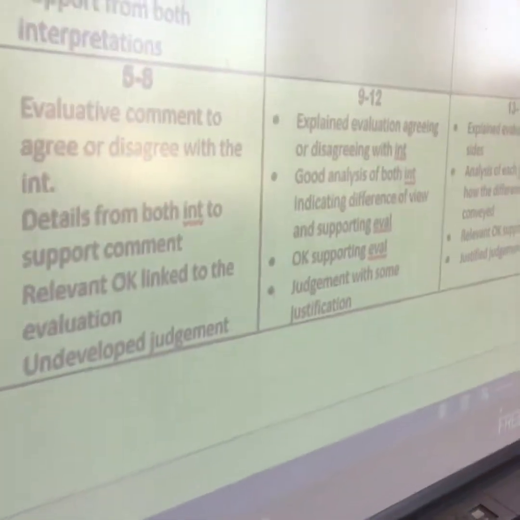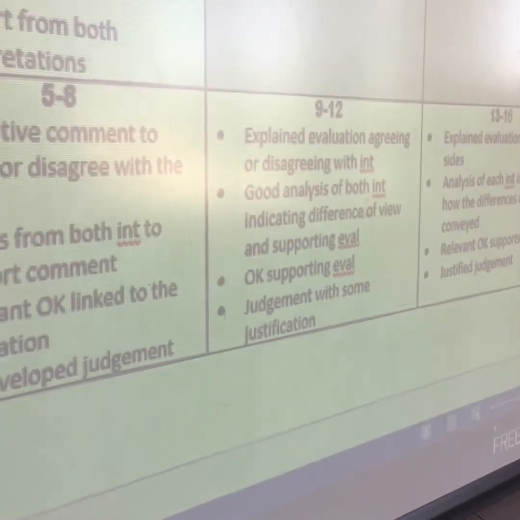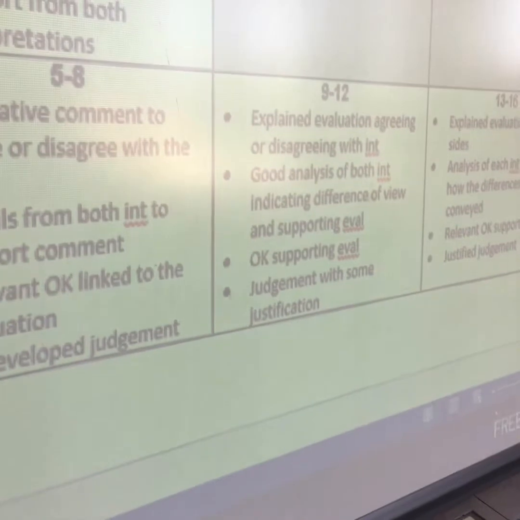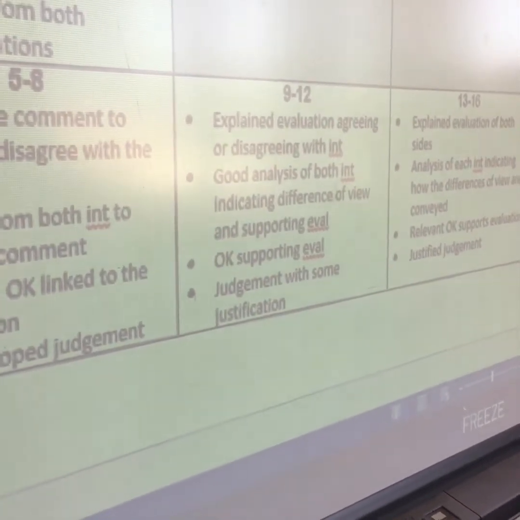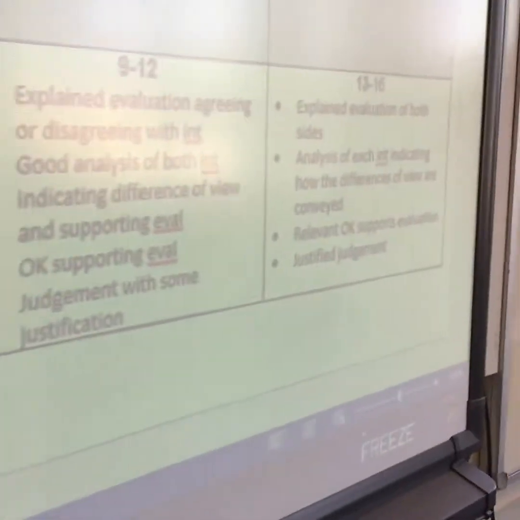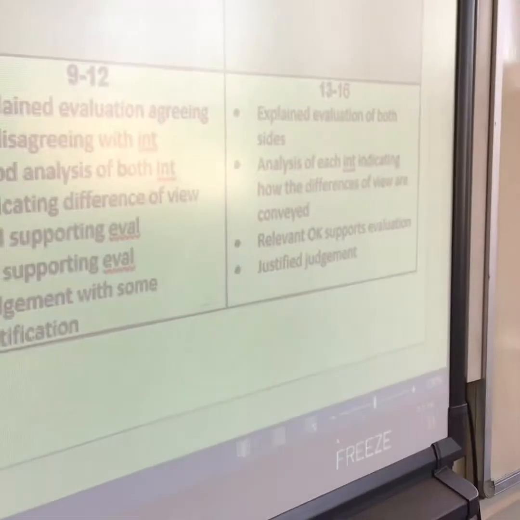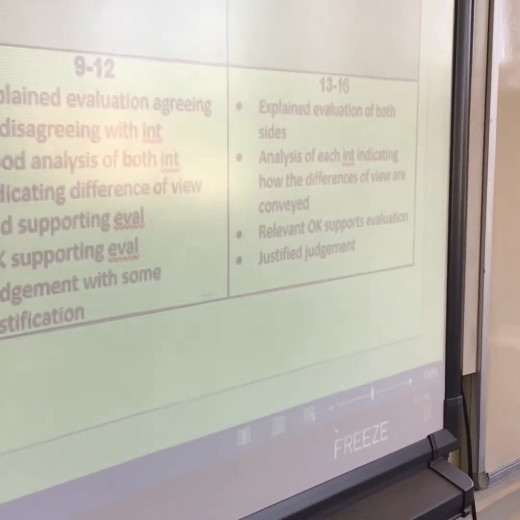To get a level 3, you need to explain your evaluation, you need to have good analysis, your own knowledge now is supporting your evaluation, and you are now including a judgment with some justification, which means you're giving some reasons to support it. Your top ones will get you a mark of 13, 14, 15 or 16. This is where you've explained your evaluation, you've got lots of analysis, you've used relevant own knowledge, and you are justifying your judgment.